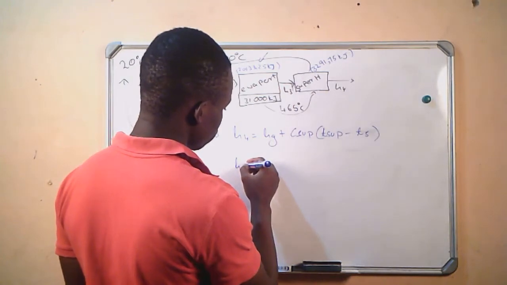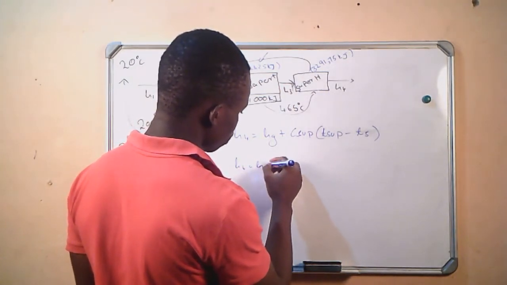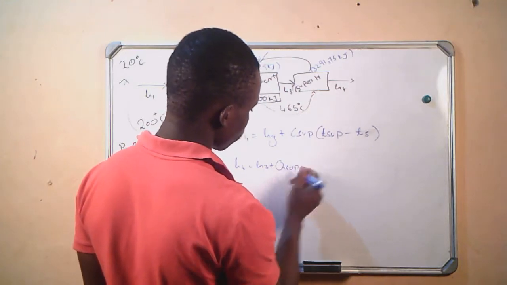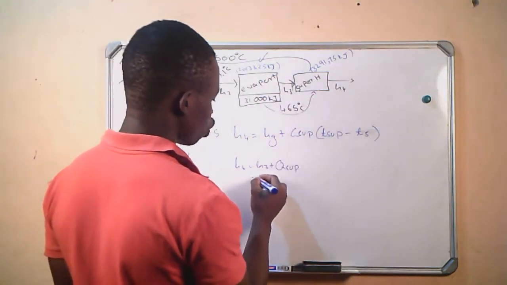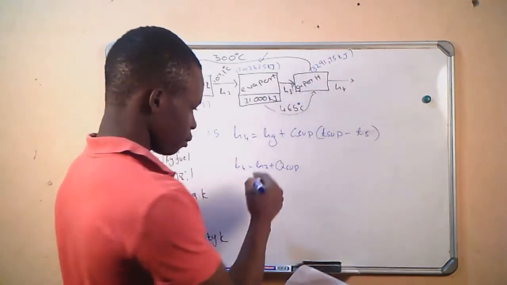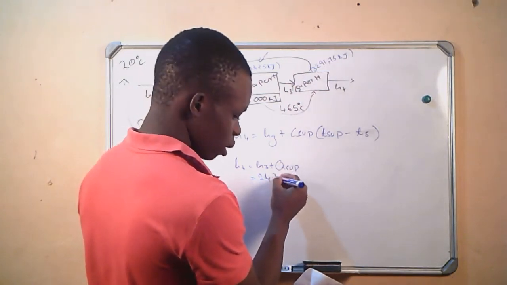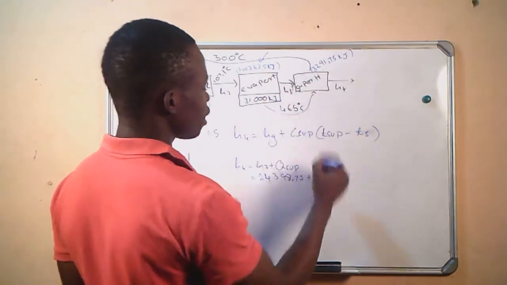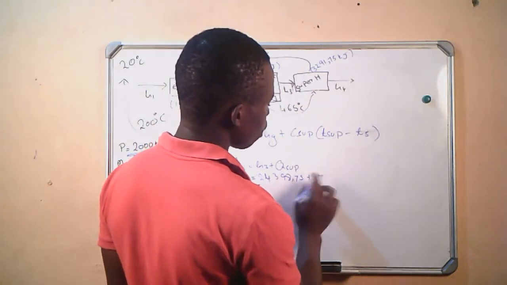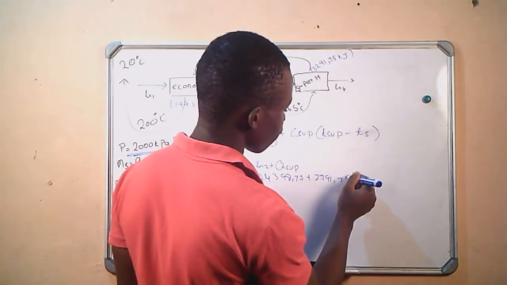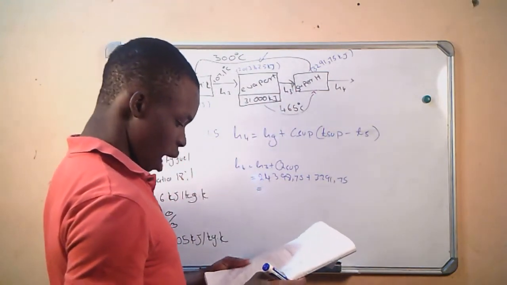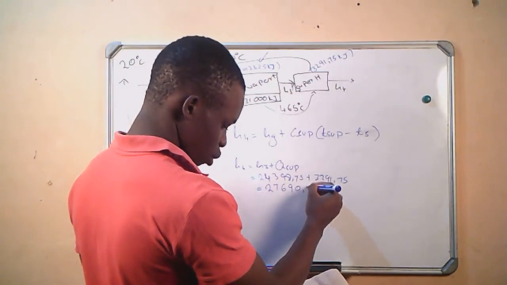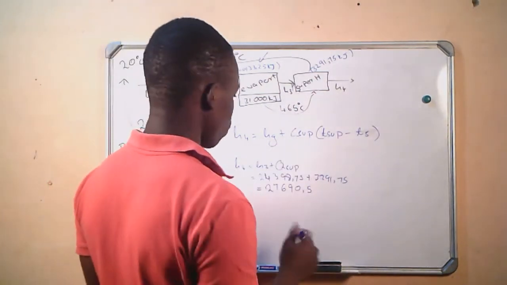H4 is equals to H3 plus the heat energy that was added at the superheater, H sup. H3 we calculated in the previous question, and we got that it is 24398.75 plus the heat energy that is added at the superheater. It's 3291.75, which will give us our H4 as 27690.5.